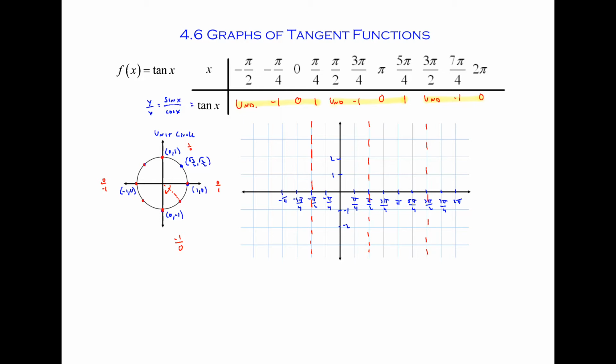At negative pi over 4, we're at negative 1. 0 is at 0, crosses the y-axis. Pi over 4 is 1. And then at pi over 2, it's undefined. 3 pi over 4 is negative 1. Pi is 0. 5 pi over 4 is 1. And then it's undefined at 3 pi over 2. 7 pi over 4 is negative 1. 2 pi is 0. And then the next one would be at 9 pi over 4, which would be 1 again. And so your graph of a tangent function will look like this.